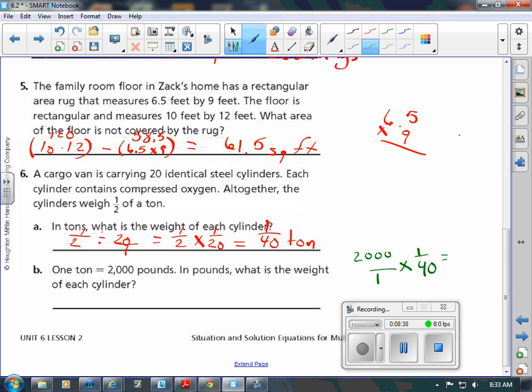If I was going to simplify this one, I'd cross this 0 off, I'd cross this 0 off, and then I would look at 2 over 4. 2 goes into both of them. 2 goes into 4 twice. 2 goes into 200 100 times. Oh, I can simplify more. 2 goes into 2 once. 2 goes into 100 50 times. Multiply straight across, I actually get 50 pounds.